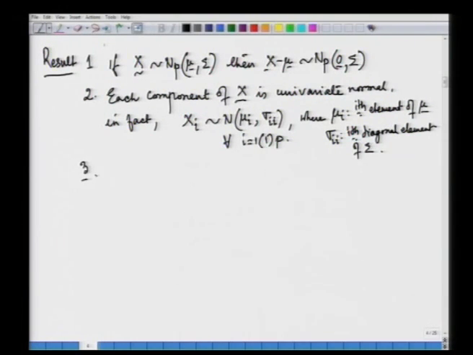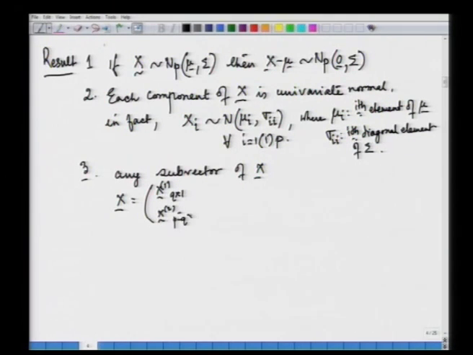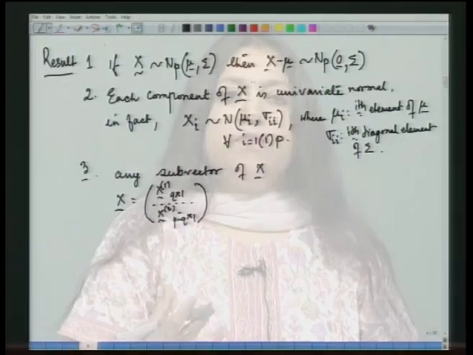The third one: we have talked about partitioning of the random vector. So, we consider such a partition. Suppose we partition any subvector of x. Suppose I consider a partitioning of the p-dimensional vector into two components, the first one having q components and the second one having p minus q components. I can make up this x1 and x2 in whichever way I like, picking up any components from the whole vector x.